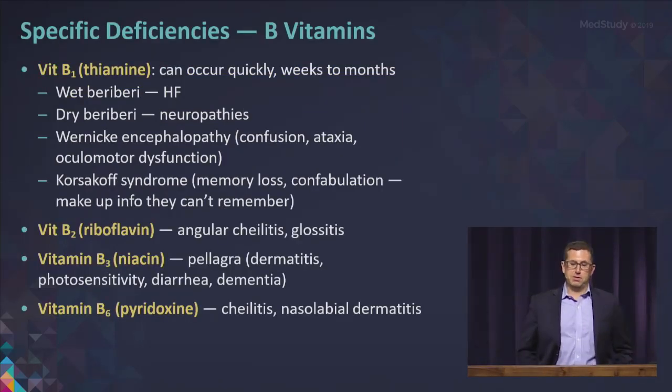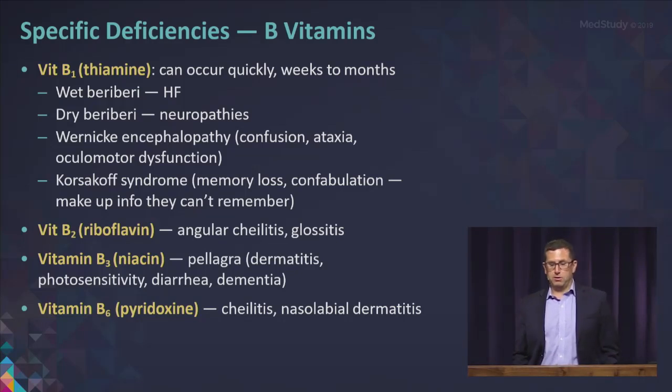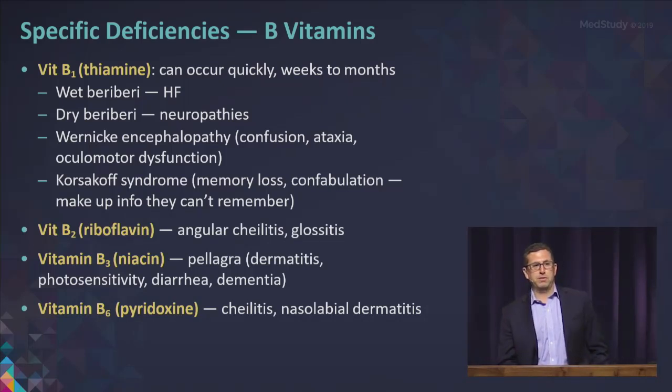So specific vitamin deficiencies, B1, thiamine, associated with wet beriberi, which is associated with heart failure, dry beriberi, which is associated with neuropathies, Wernicke encephalopathy, and Korsakoff syndrome. So Wernicke encephalopathy is more of an acute state of confusion with ataxia and ocular motor dysfunction, whereas Korsakoff syndrome is more chronic.